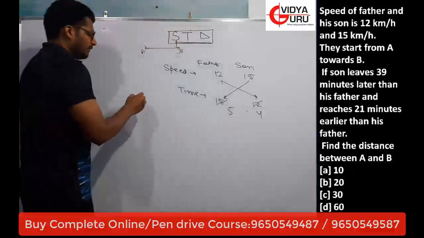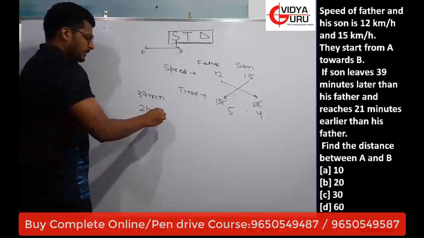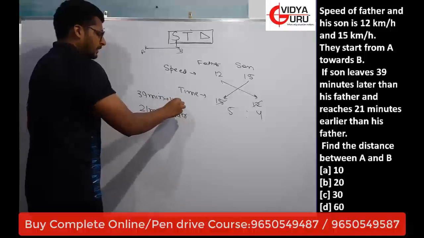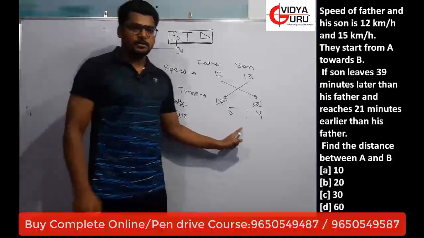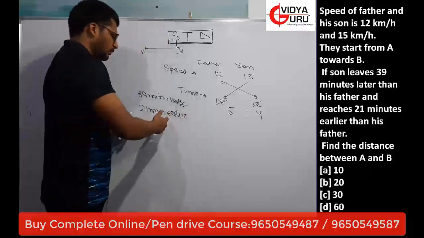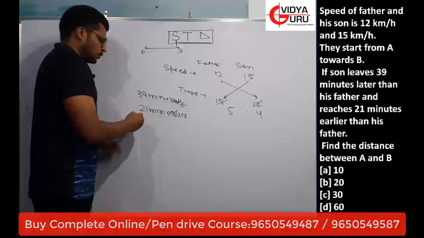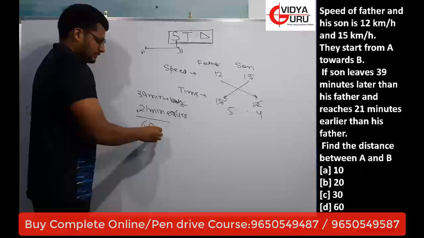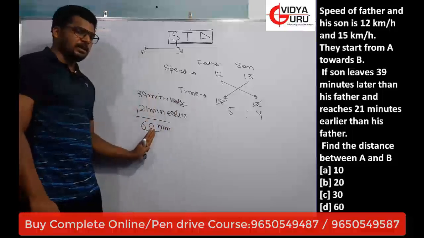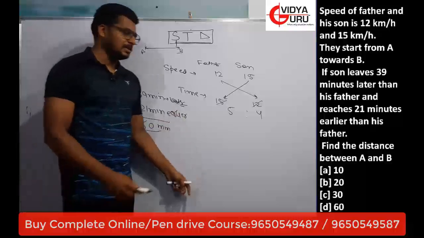Question is saying son left after 39 minutes of father and reached 21 minutes earlier. So how much less time is he taking than father? He left 39 minutes later. That means he saved here 39 minutes and reached 21 minutes earlier. Again he saved 21 minutes. He left 39 minutes later and reached 21 minutes earlier. So total he is saving 60 minutes. He takes 60 minutes less than father.